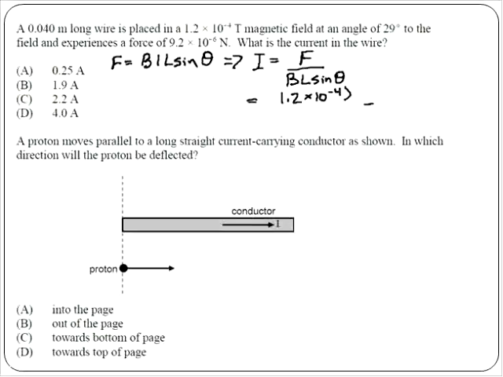Let's delete all this here. There we go. The force is actually 9.2 times 10 to the negative 6. So here we go, that's the force. And the field strength is 1.2 times 10 to the negative 4, so that goes on the bottom. The length, L, also goes on the bottom, which is 0.040. And we put the sine of the angle there as well, 29 degrees.